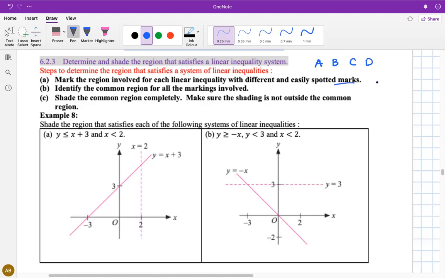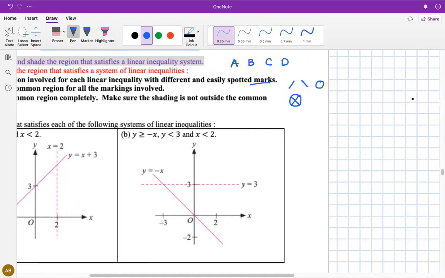For example, I prefer to use it like this: 1, 2, and a circle. That means if I have one X with a circle for 3 inequalities, then that is the region that satisfies all 3 inequalities. Okay. So if you have 4, how?